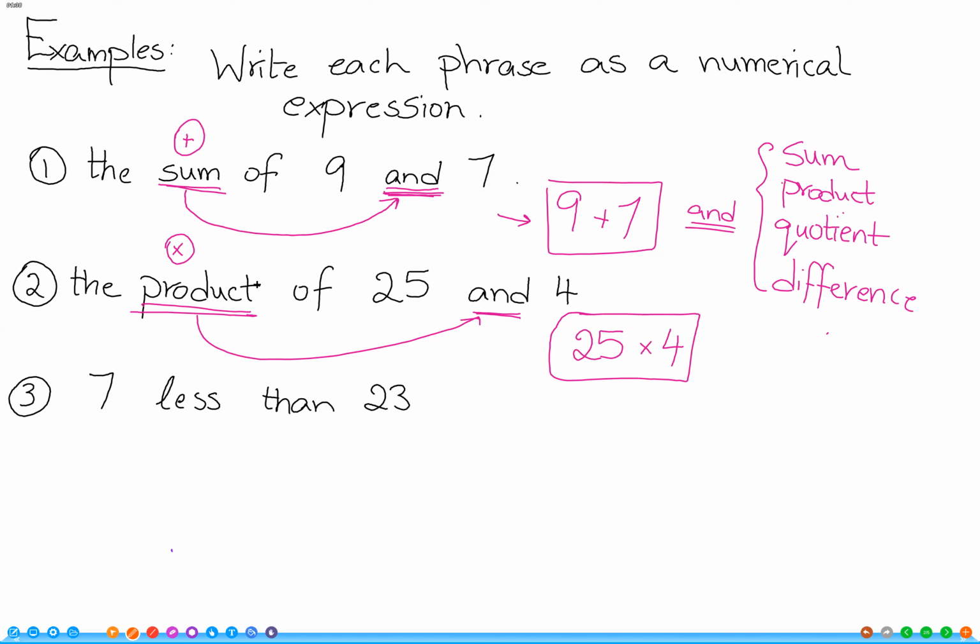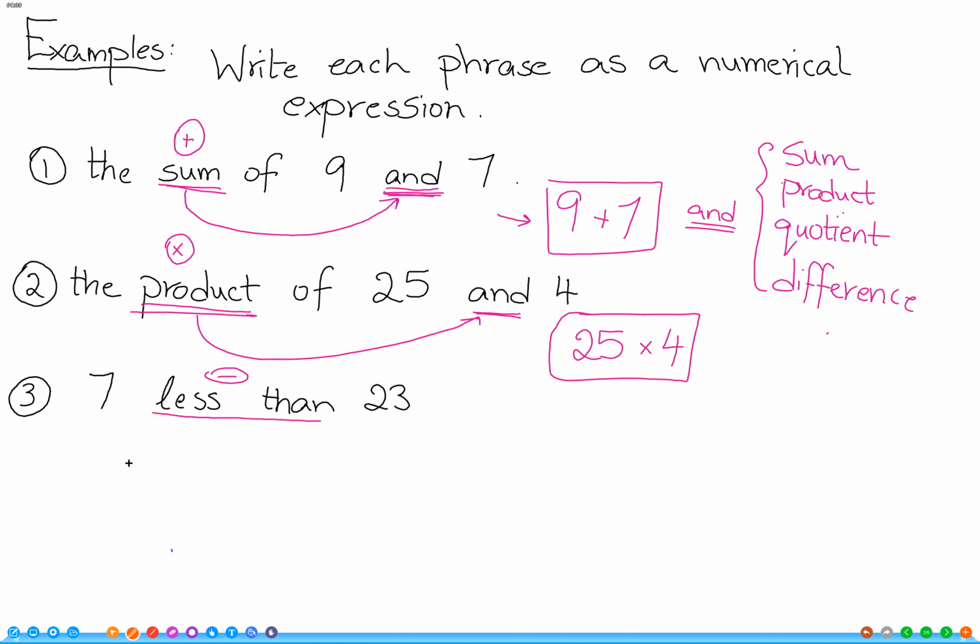Excellent. Now, our next example is 7 less than 23. Now, as we all know, less than represents minus. Excellent. But less than is a very important word because the order in these numbers is going to be switched.